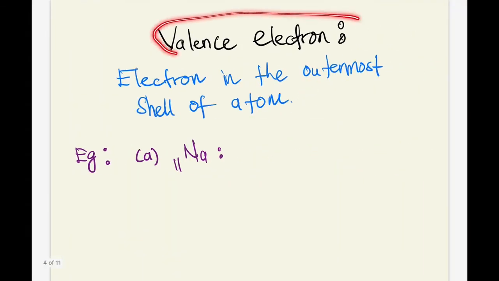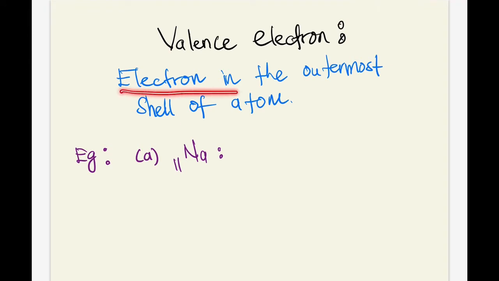So before we start, let's take a look at what a valence electron is. A valence electron is an electron in the outermost shell of an atom. So for example, we are given a sodium atom with proton number 11. The electronic configuration is 1s2, 2s2, 2p6 and 3s1.